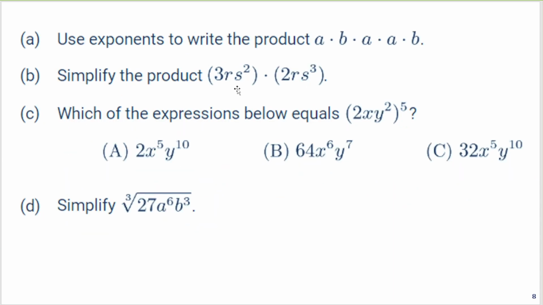Alright, then let's consider another practice. Can you use exponents to write the product a times b times a times a times another b? Then simplify the products in the second question. And which of the expressions below equals 2x squared to the power of 5? Then simplify the cubic root of 27a to the power of 6 times b to the power of 3. Okay, I'll give you 2 minutes to think about that by yourself. And after that, we'll have a look at the solution together, okay?